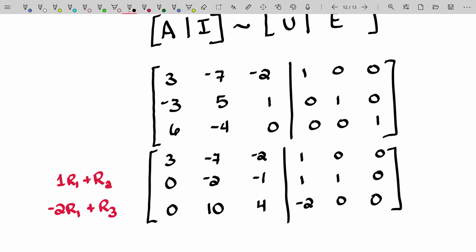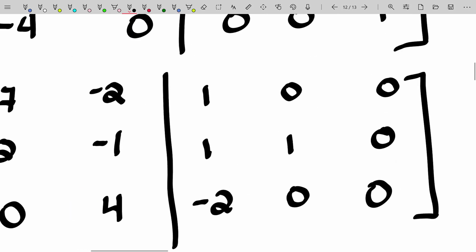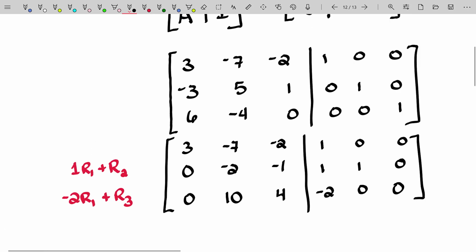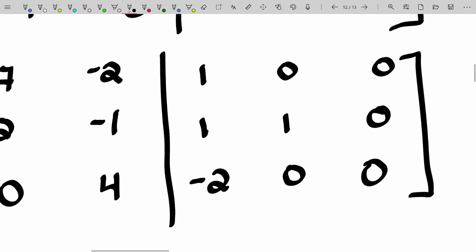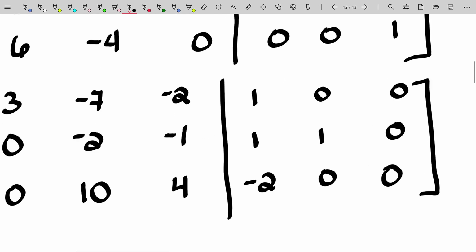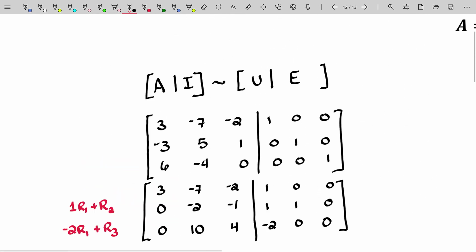Now, I'm going to pause for a moment and just share something here. That identity matrix that we're building, the matrix that we're building on the right-hand side that started with the identity matrix, we're slowly modifying it into a lower triangular matrix. And that lower triangular matrix, again, is going to be the product of all the elementary matrices that we used to get our matrix A into upper triangular form.